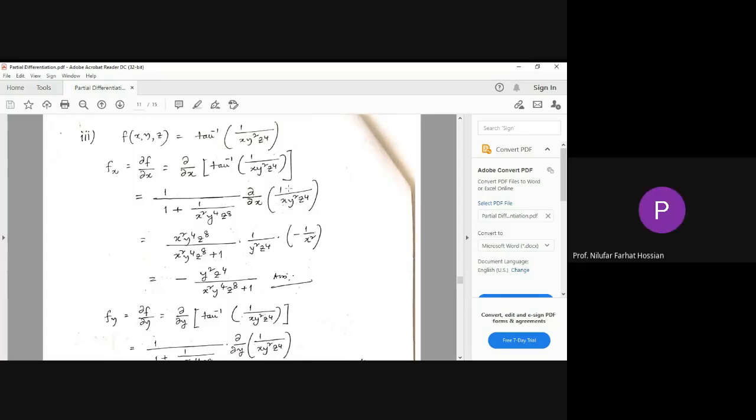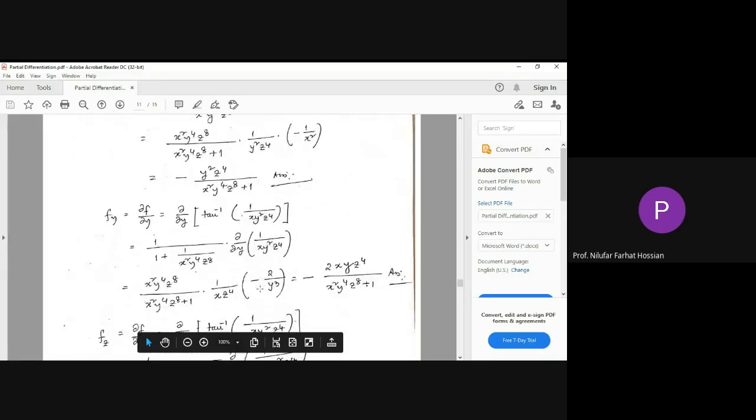Yes, I have taken this 1 over y square z to the power 4 outside as a constant because it is a partial derivative with respect to x. So there will remain what? This thing into del x of 1 over x. And del x of 1 over x means what? Minus 1 over x square. So this x square and x square cancel out. One y square cancels out, one z to the power 4 cancels out. Ultimately, this is your result.